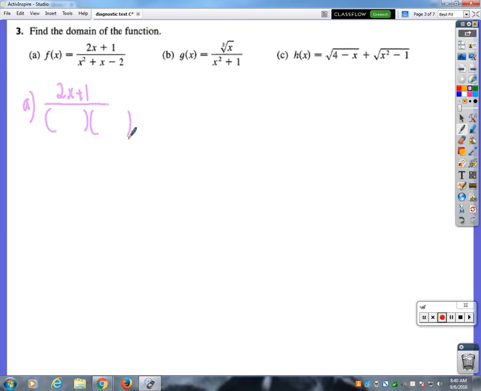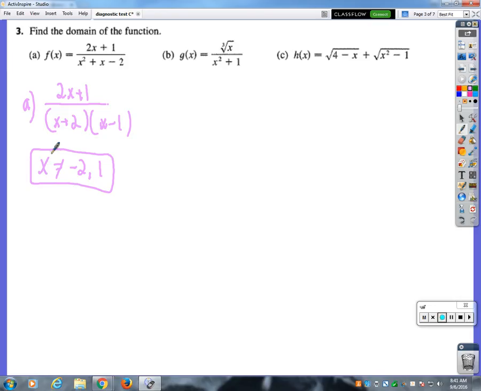Okay. So to figure out the domain of this function here, we are going to factor the denominator. So what does that factor into? x plus 2 times x minus 1. Okay, so when we're finding the domain, what we're really doing is trying to figure out what values x cannot equal. Negative 2 and 1. Good. Why? Because you can't divide by 0. If I plug in negative 2, I get 0. If I plug in 1, I get 0. So my domain is all x's except for negative 2 and 1.